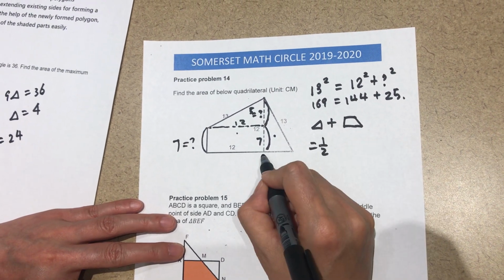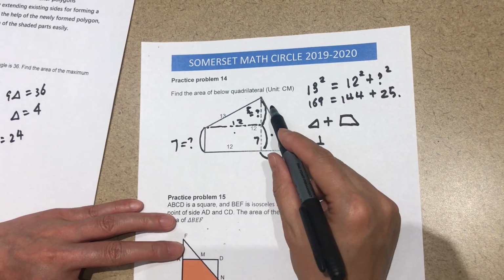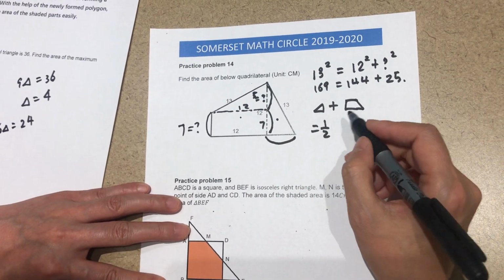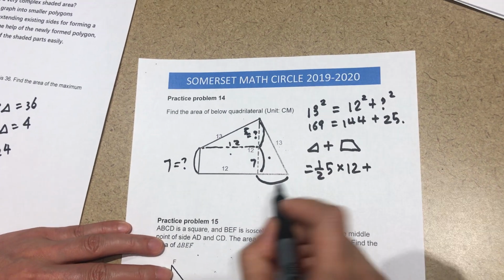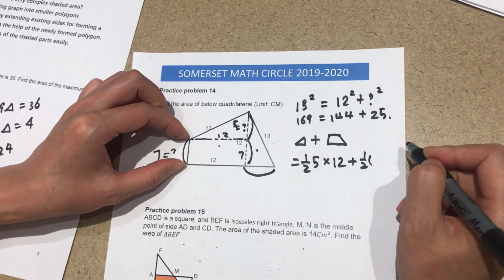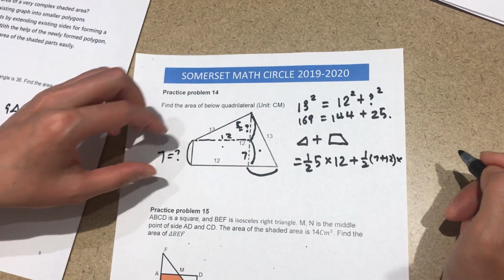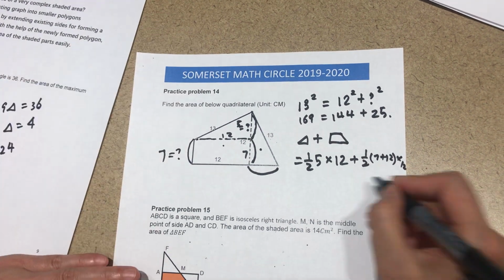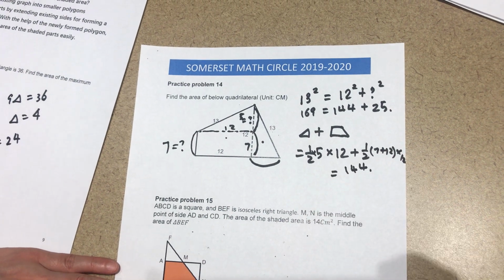Triangle is 1/2 the base multiplied by the height. The base is 5 because this side is 13, this is 12, so this little side has to be 5. So the base is 5, multiplied by the height 12, plus the trapezoid. For the trapezoid, we know that is 1/2 the top plus the bottom, multiplied by the height, that is 12. So in this way, you can find the area. So the total would be 144.